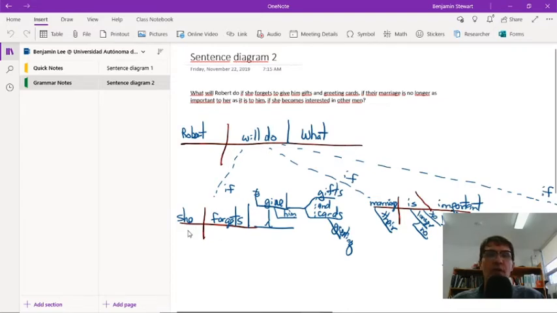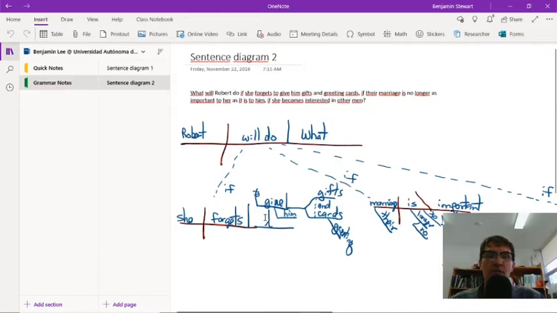So the first one here, she forgets to give, right? So this is coming up from here. If she forgets to give him gifts and greeting cards. So she is the personal pronoun functioning as the subject. We have the verb forgets, and we have a direct object, to give. Him gifts and greeting cards is going to be our to infinitive phrase.